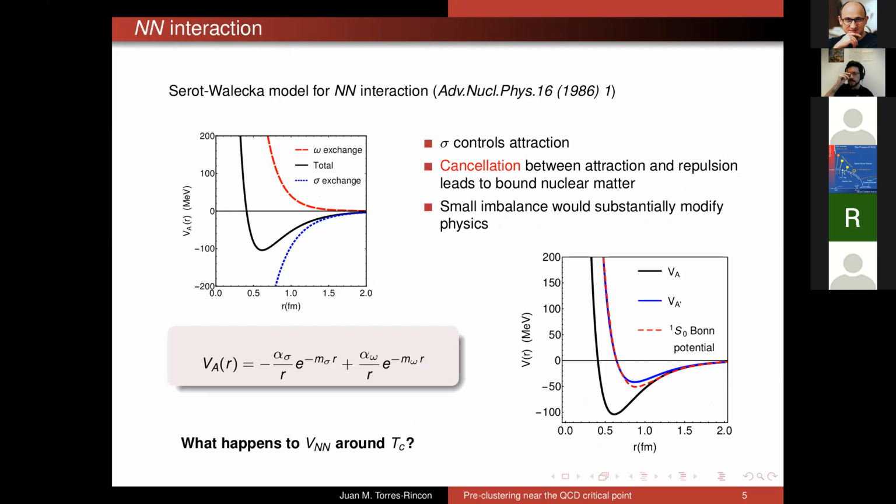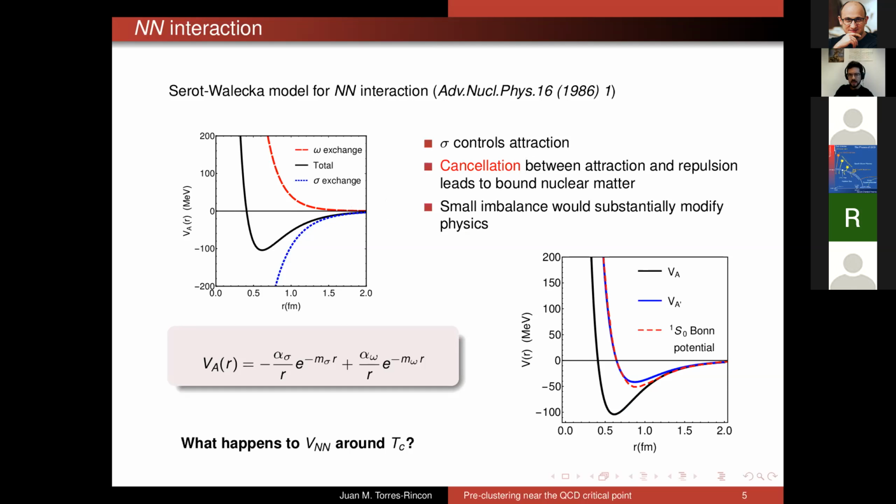Well, this can be seen in a very simple model of one boson exchange, the so-called Serot-Walecka model for the nucleon-nucleon interaction, which has two components. Some attractive potential, here in blue, which is due to the exchange of the scalar particle, the sigma, and then to describe the small distances, you have the exchange of a vector particle, the omega, here in red. So the first point is that the sigma is the one that controls the attractive part of the potential.